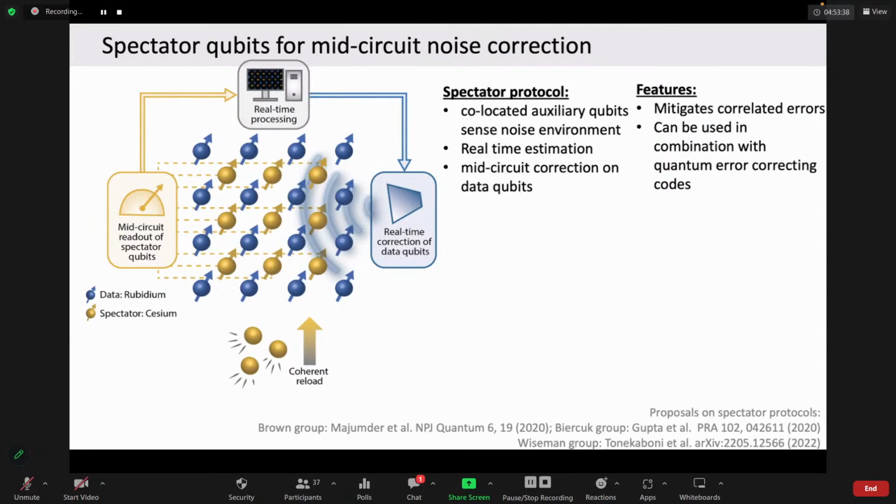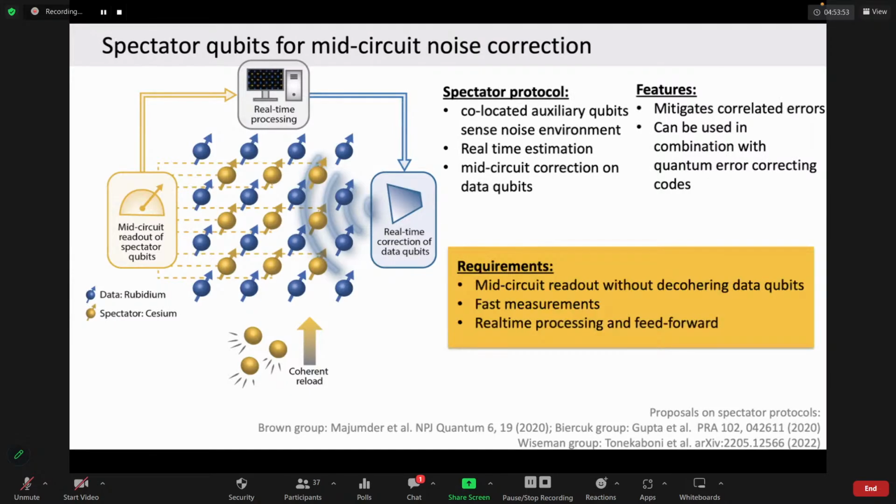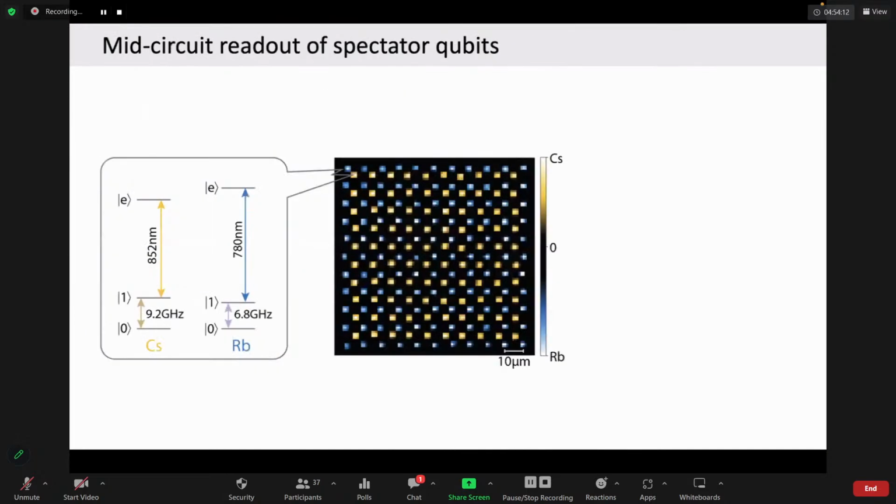But I'm not saying that you should do this instead of quantum error correction. We will for sure need real quantum error correction. But I'm saying we could actually use the 2 things complementary to each other. And maybe this spectator protocol can help with the global noise. But in order to make this work, what you need is basically mid-circuit readout of these auxiliary qubits. So you have to be able to read out the qubits without decohering the data qubits. You have to do that on a fast time scale so that you still have useful information that tells you something about the data qubits. And then you have to, in real time, perform this feed forward.